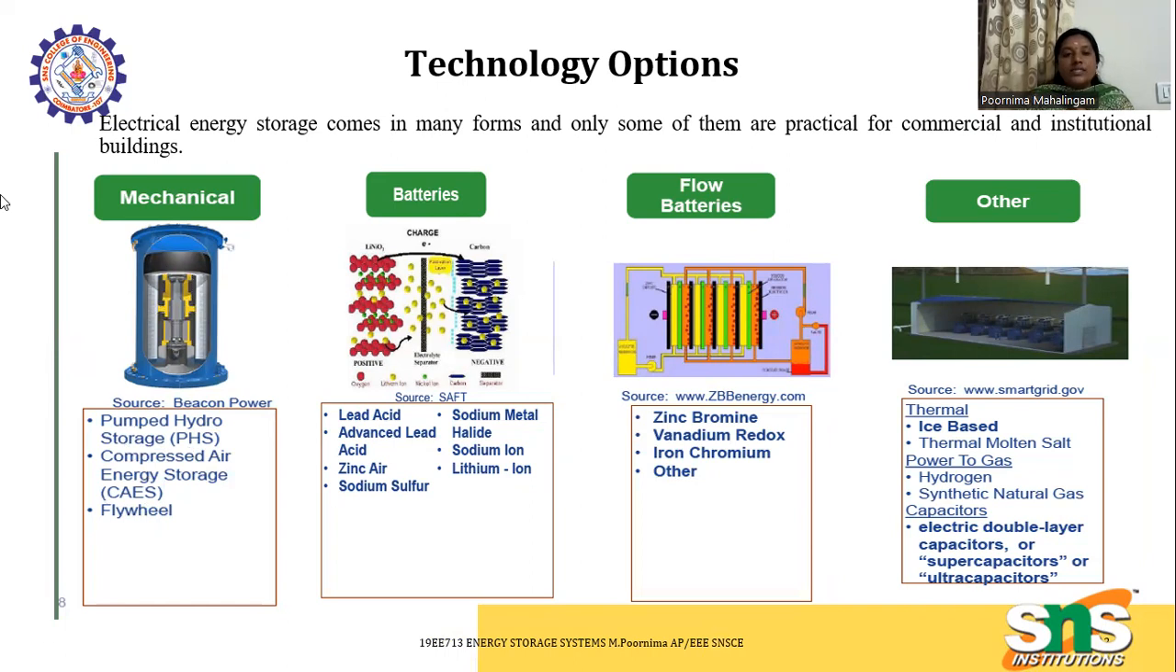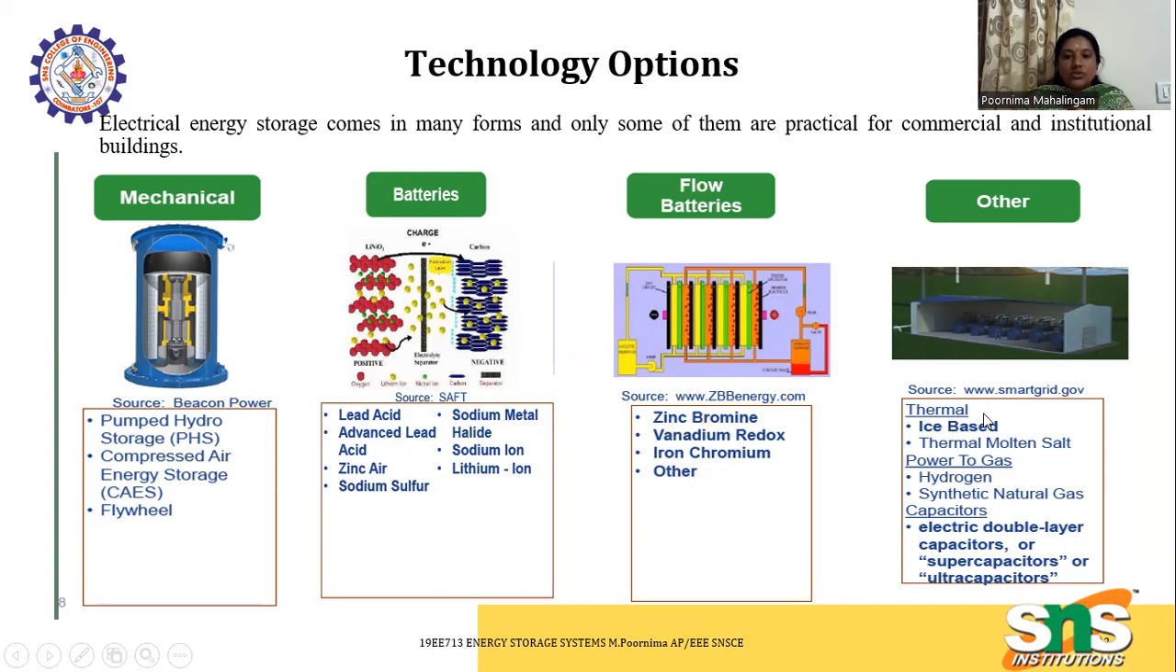Okay. Now the next thing is batteries. We are already familiar with lead acid batteries, advanced lead acid batteries, zinc air, sodium sulfur, sodium metal halide, sodium ion, and lithium ion. In this form we store electrical energy as chemical energy. Then the flow batteries: zinc bromine, vanadium redox, iron chromium, and others. These are stored in the form of flow batteries.